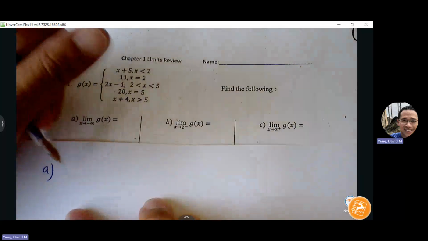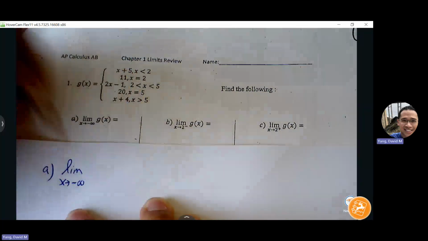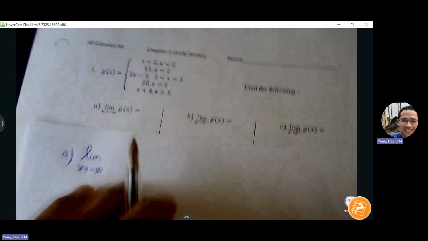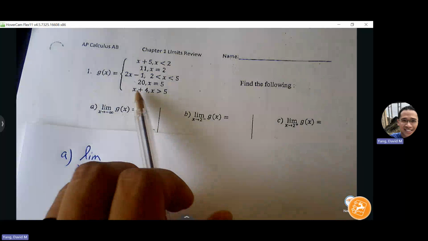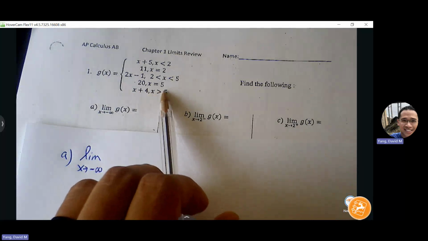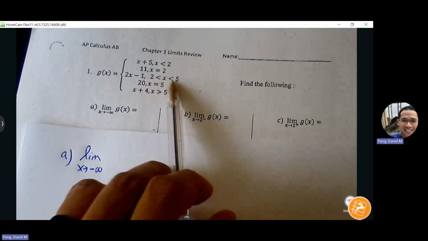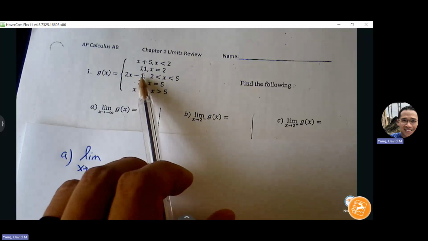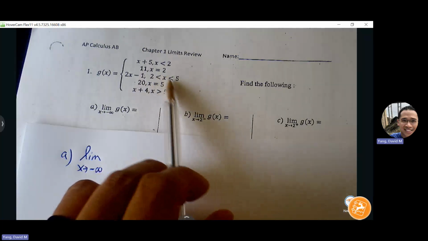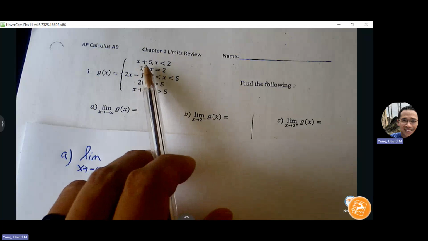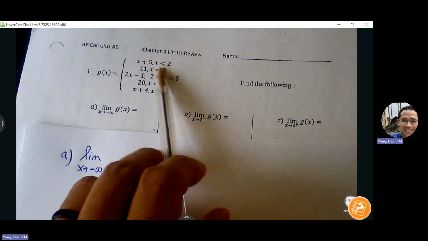Part A says limit as x approaches negative infinity of g of x. Now, negative infinity, and we want to choose the appropriate expression here. So x plus 4 is used if we're greater than 5. We use 2x minus 1 if our limit is between 2 and 5, and we'll use x plus 5 if our limit is less than 2.